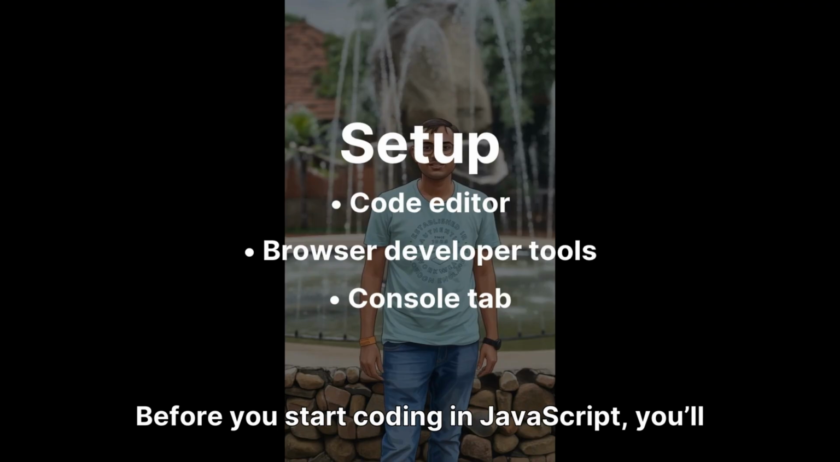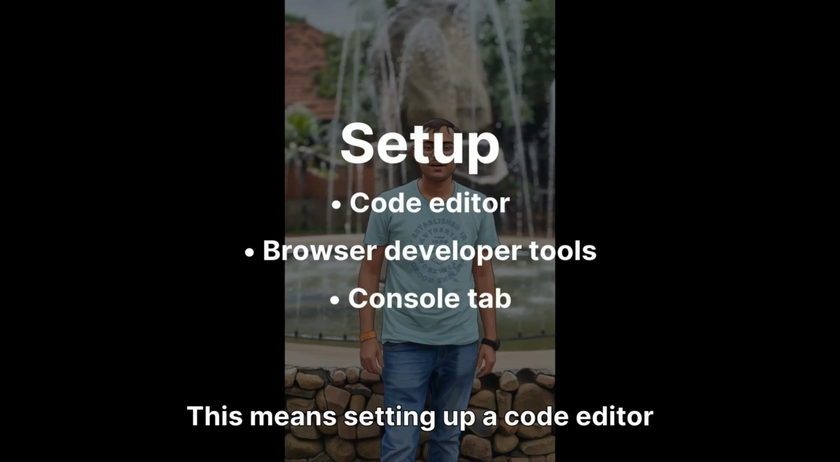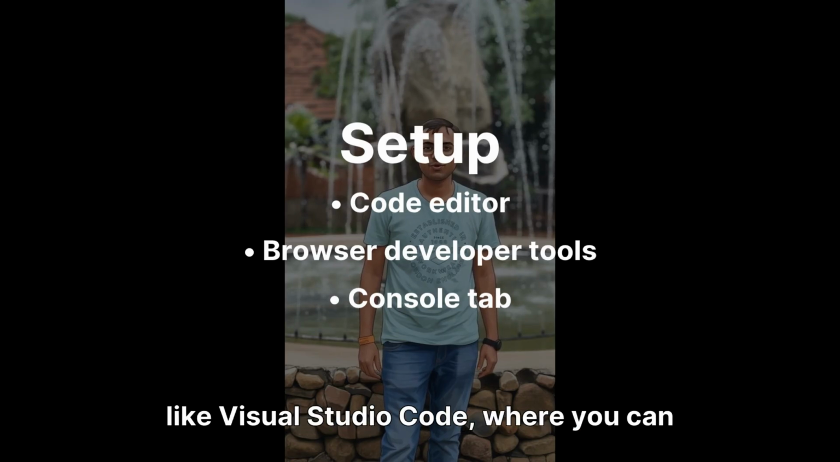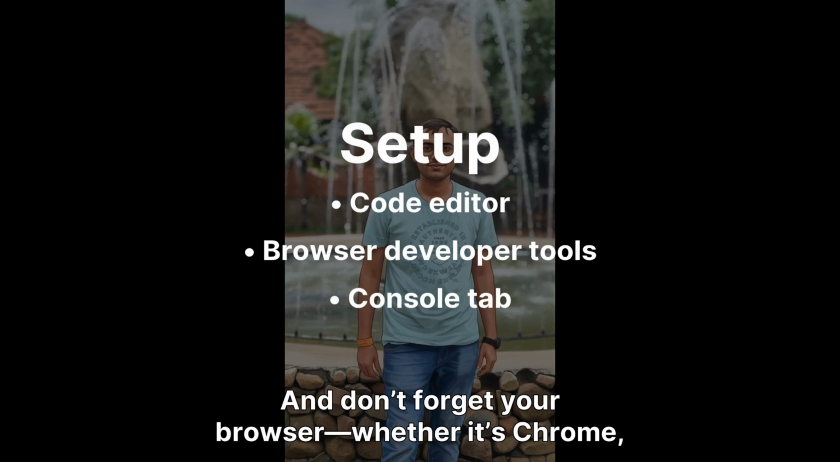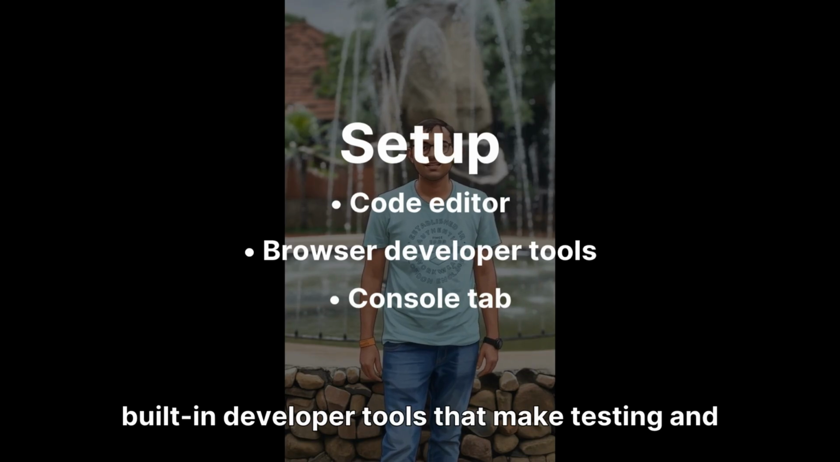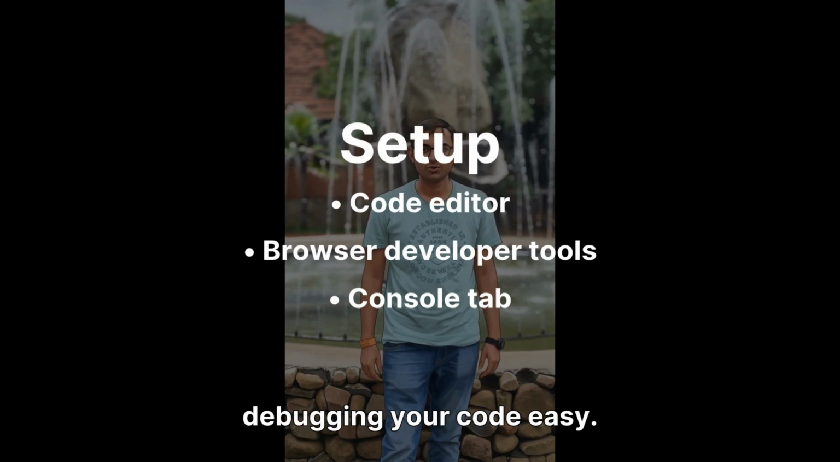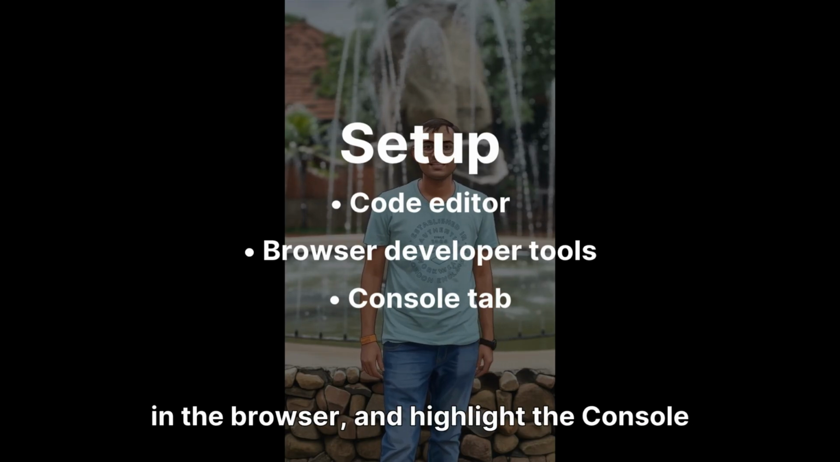Before you start coding in JavaScript, you'll need a development environment. This means setting up a code editor like Visual Studio Code where you can write your JavaScript code. And don't forget your browser. Whether it's Chrome, Firefox, or Edge, all modern browsers have built-in developer tools that make testing and debugging your code easy. Show the F12 developer tools being opened in the browser and highlight the console tab.